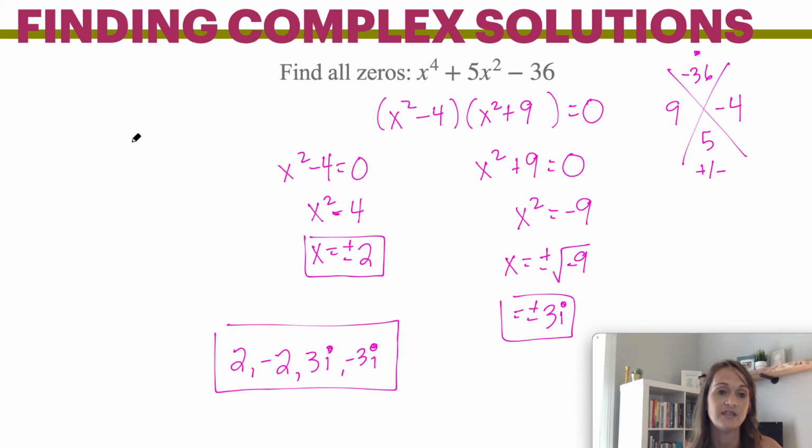Another way you could have done this is you could have done synthetic division to find any possible rational zeros, which we did find is 2 and negative 2. So you could have done the synthetic division. But then you're going to get down to something that you cannot use synthetic division for, and you will have to solve it algebraically at that point.